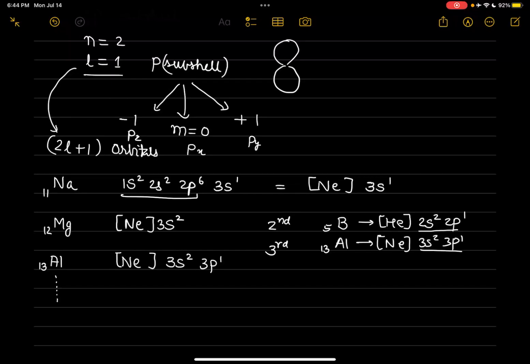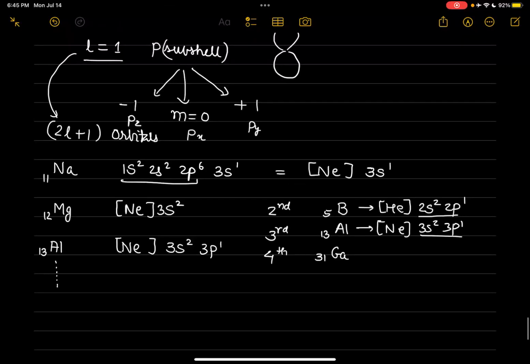Below aluminium, you have gallium, the 31st element, from the fourth period. So what will be the valence shell electronic configuration of gallium? It will be 4s2, 4p1. Got it? It is from the fourth period. Is it clear? So elements one below another have the same outermost electronic configuration and are from the same group, and that's why they have the same chemical properties.